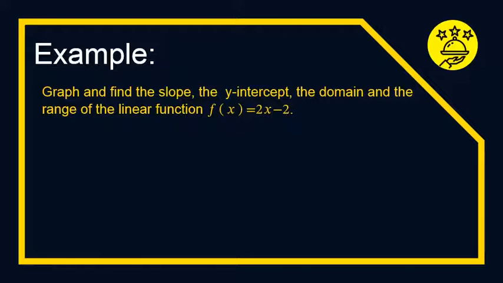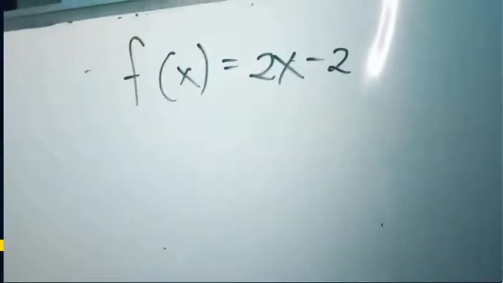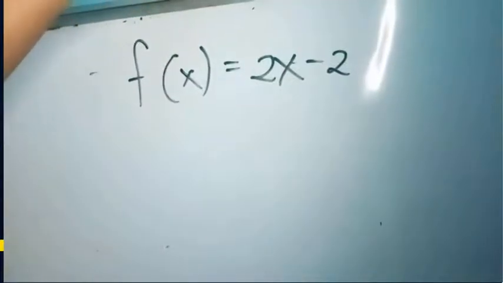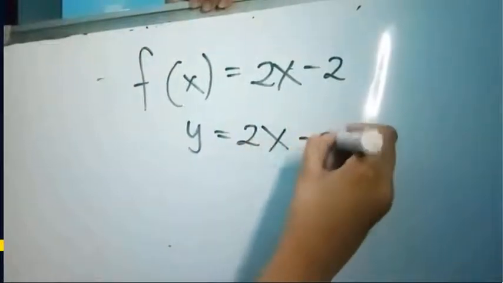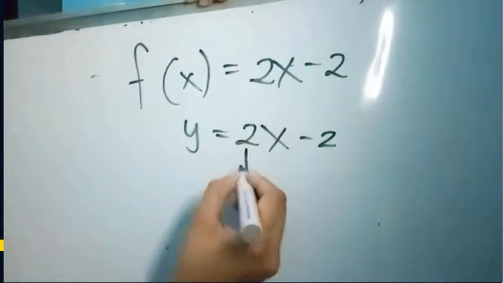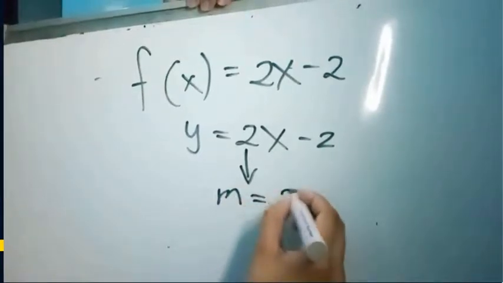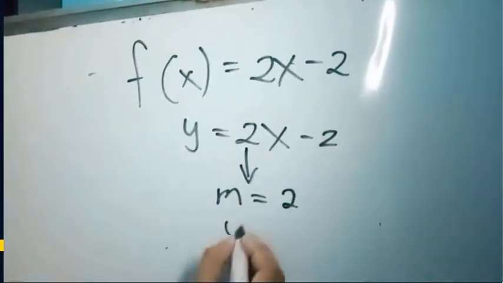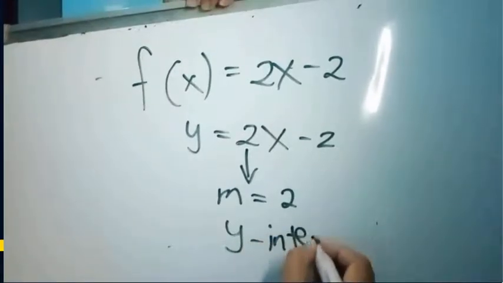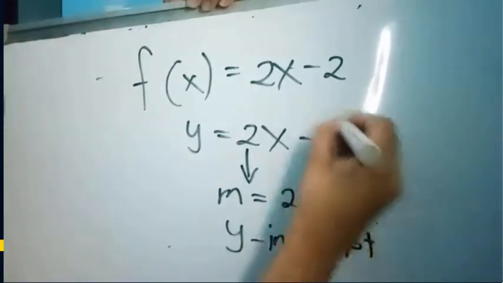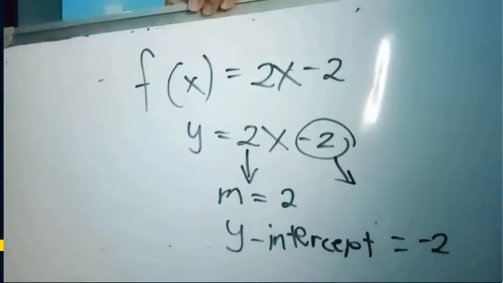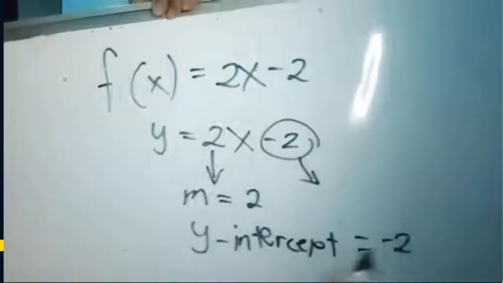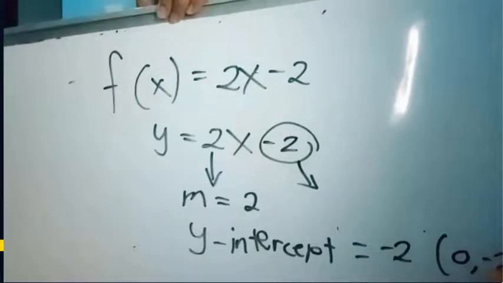Example number 1: graph and find the slope, the y-intercept, the domain, and the range of the linear function f of x is equal to 2x minus 2. First, let us change f of x to y. So y is equal to 2x minus 2. Therefore, we have the given slope, m is equal to 2. And the y-intercept is negative 2, or the point (0, negative 2).